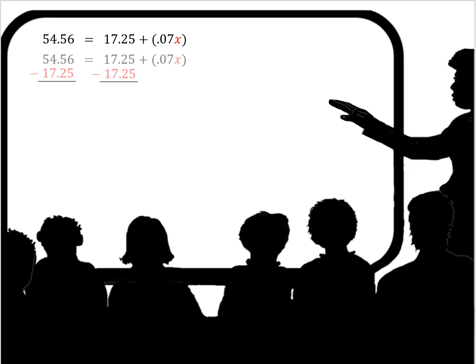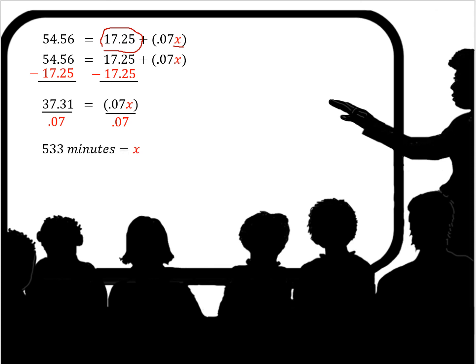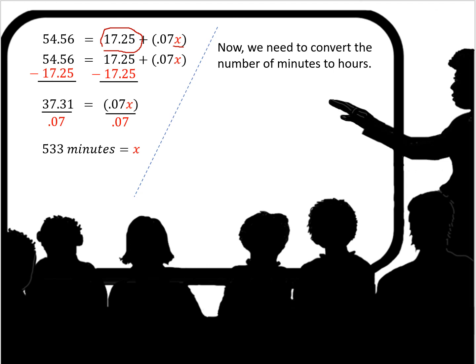So here we have our equation. We need to isolate the variable x, so we're first going to subtract $17.25 from both sides. We come up with 37.31 equals 7 cents times the minutes. So in order to isolate the variable x, we need to divide by 0.07. And when we do that, we get 533 minutes.